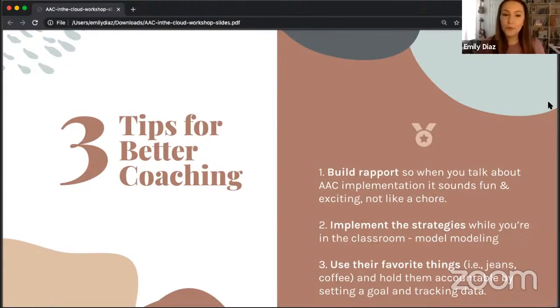So it's build rapport so AAC is not a chore. If you don't build rapport, they're not going to want to do AAC. It's going to feel hard. It's going to feel like it's not their job. This is for the speech therapist: when she comes in here, she's so bossy, she tells us what to do. You have got to build the rapport so that when you talk about AAC implementation, it sounds fun, it sounds exciting, and not like a chore.